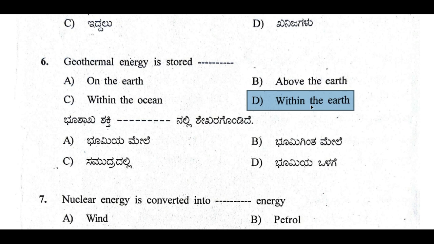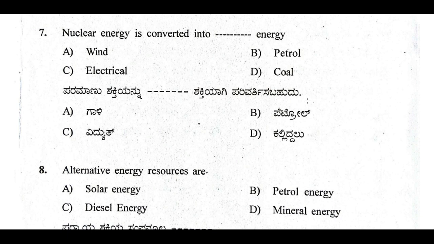Coming to the 7th question, nuclear energy is converted into dash energy. The four options are wind, petrol, electrical and coal. Nuclear energy originates from the splitting of uranium atoms, a process called fission, and this generates the heat to produce the steam which is used by a turbine generator to generate electricity. So therefore, option C, electrical energy. Nuclear energy is converted into electrical energy. So option C is the right answer.